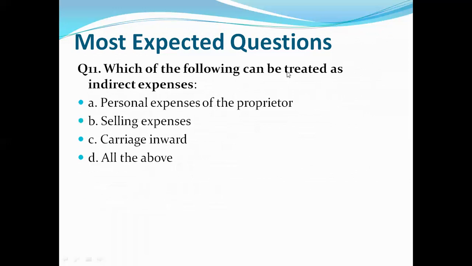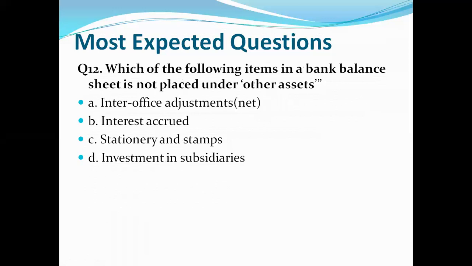Which of the following can be treated as indirect expenses? Our options are personal expenses of the proprietor, selling expenses, carriage inward, all the above. So let's see what is the correct answer. Correct answer is B, selling expense. Selling expense ko hum indirect expense mein le sakte hain.